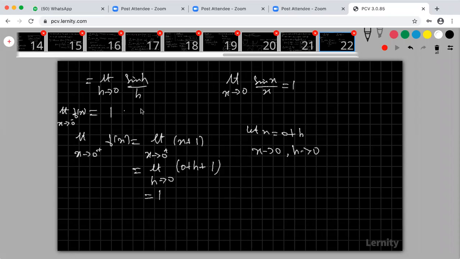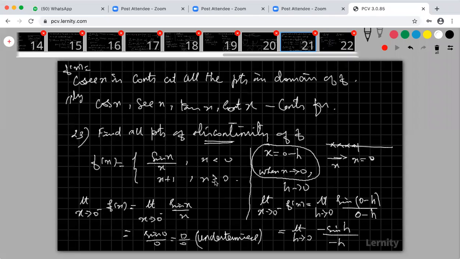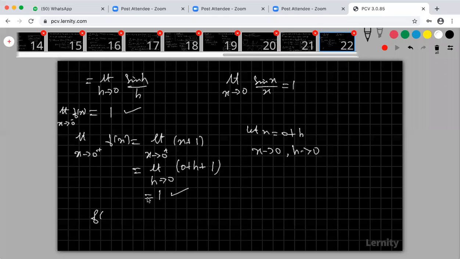So my left hand limit and my right hand limit, both are the same. Come to the value of the function. What is the value of the function at x is equal to 0? Value of the function means you just substitute x is equal to 0 here. So my value of the function is also 1. So everything is the same.